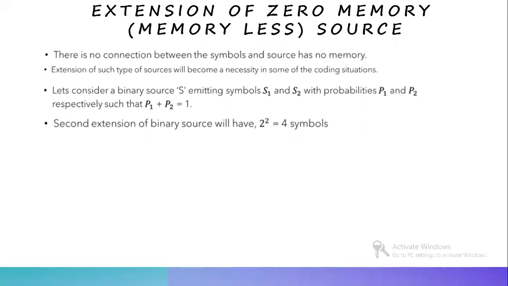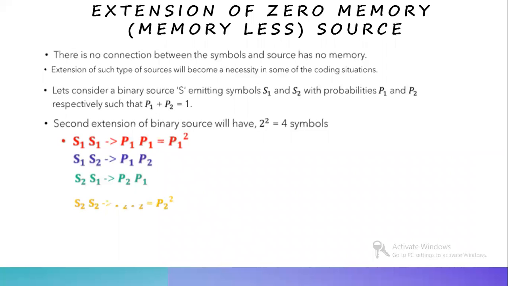Now let us see how to calculate the probabilities of these second extension symbols. First is S1 S1. The probability of S1 S1 is P1 into P1, which is P1 square. The second one is S1 S2, with probability P1 P2. The third one is S2 S1, the probability would be P2 P1. And the fourth one would be S2 S2, the probability will be P2 P2, that is equal to P2 square.